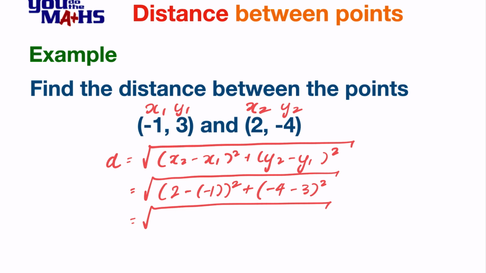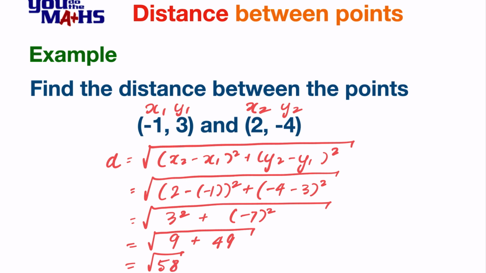Now we can simplify the first bracket. 2 take negative 1 is 3, so we're squaring 3. And negative 4 take 3 is negative 7, and then we're squaring that as well. The squares of those numbers inside the square root give us 9 plus 49, and that gives us as an exact answer a distance of the square root of 58. Now if we want to work out that approximately, it comes to 7.62 units to 2 decimal places.